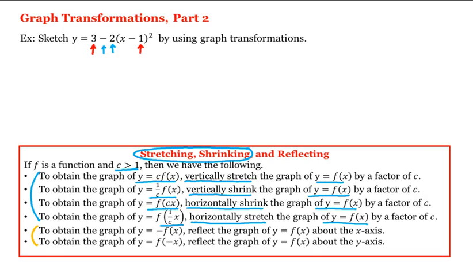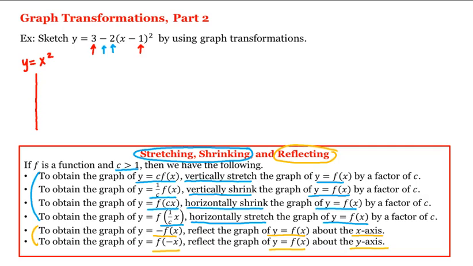Whereas these last two down here determine the reflecting. And what they say is that to obtain the graph of y equal to negative f of x, we reflect the graph about the x-axis. And if we multiply the x inside the function by a negative, then we reflect the graph of f about the y-axis. So we still start with our base function, y equal to x squared.